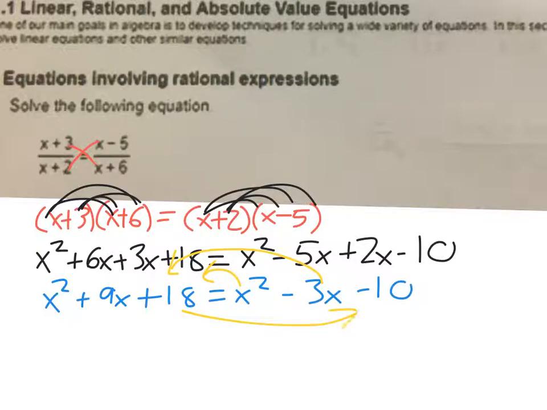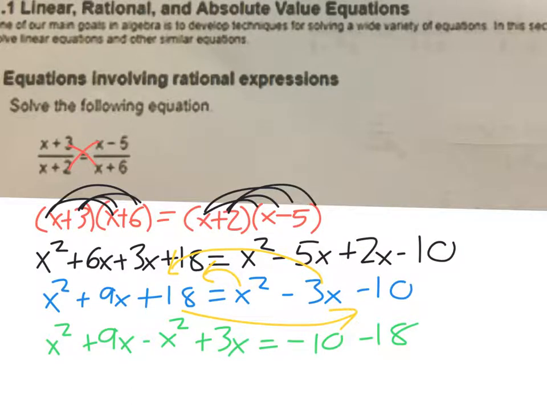And then I'm going to move this 18 to the other side. Okay, get my number on the other side. So when I do that, that gives me x squared plus 9x. Now it's a negative x squared, and a positive 3x is going to equal negative 10 minus 18.